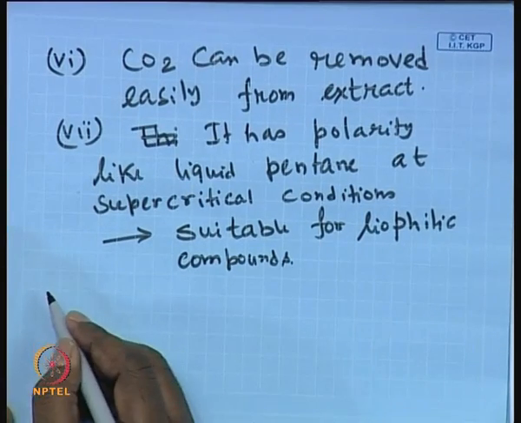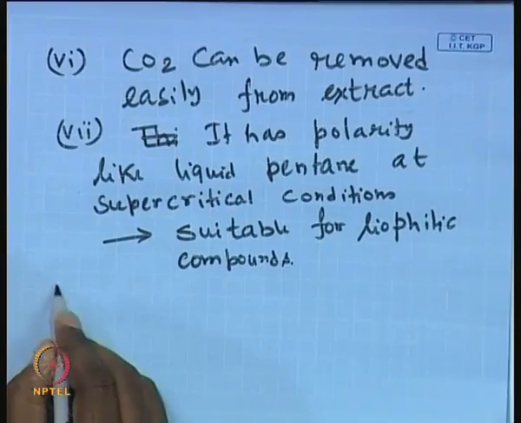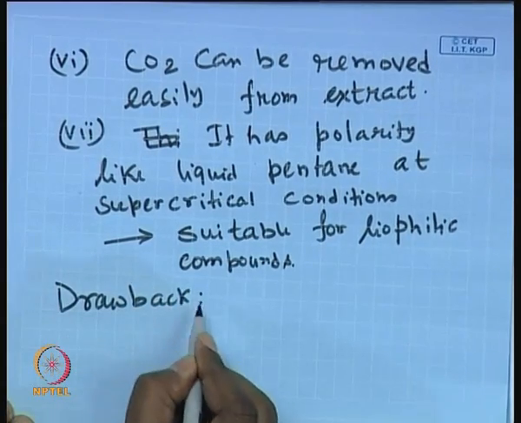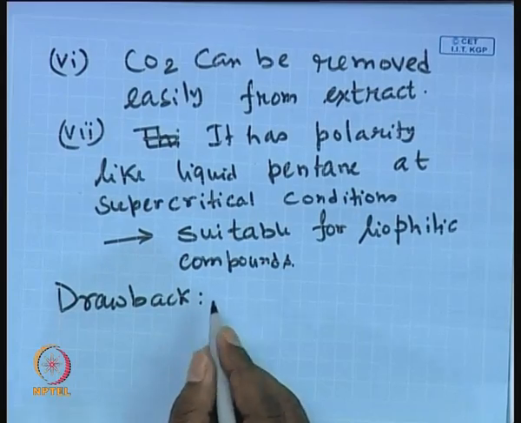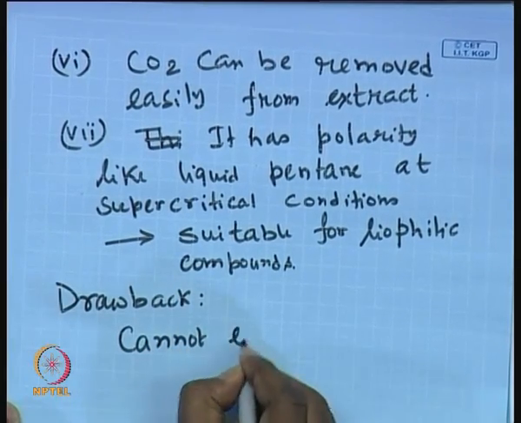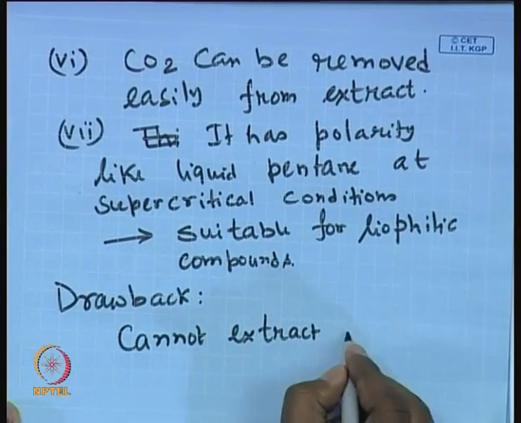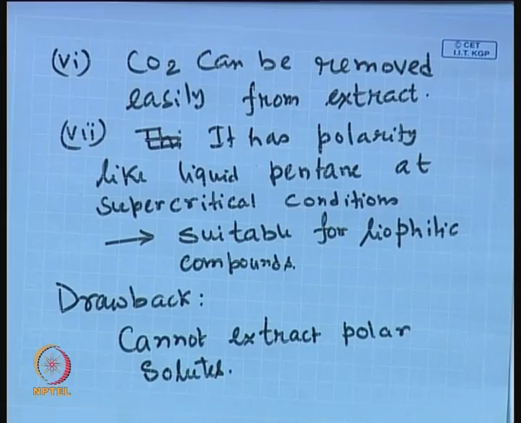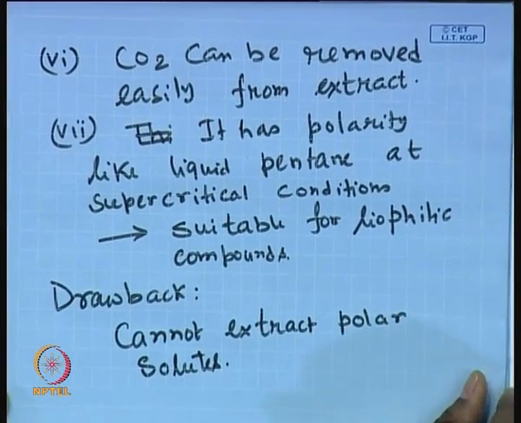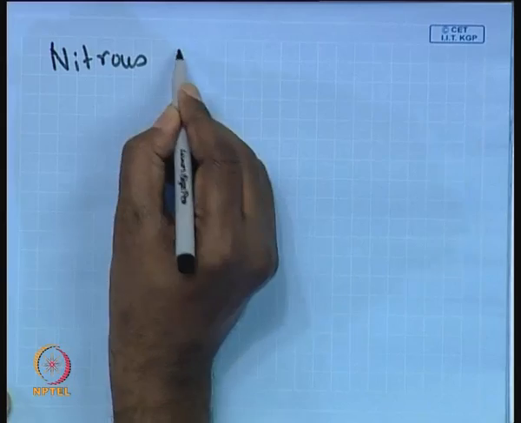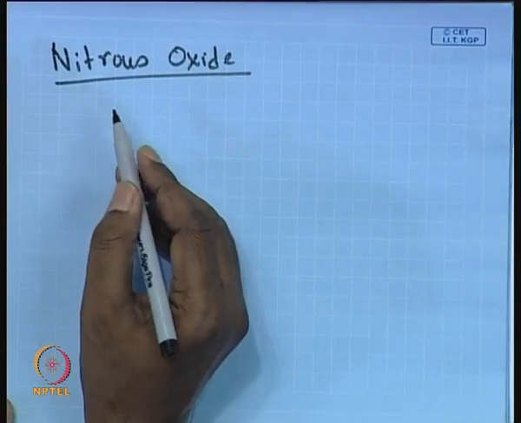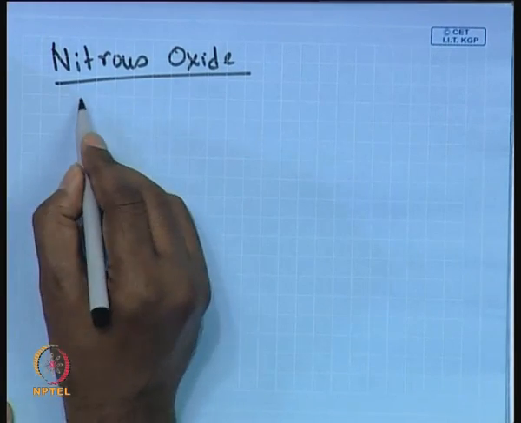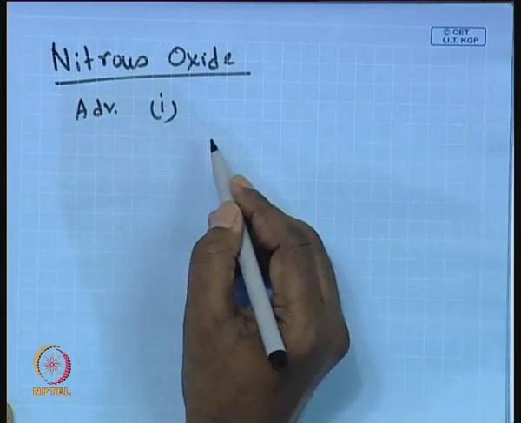So these are the various advantageous properties that carbon dioxide possesses to be a supercritical fluid, but the main drawback or disadvantage of carbon dioxide is it cannot extract the polar solute. Okay. Then we will see a couple more supercritical fluids. The next supercritical fluid is nitrous oxide. Nitrous oxide, the main advantage is it is good for removal of polar solutes.